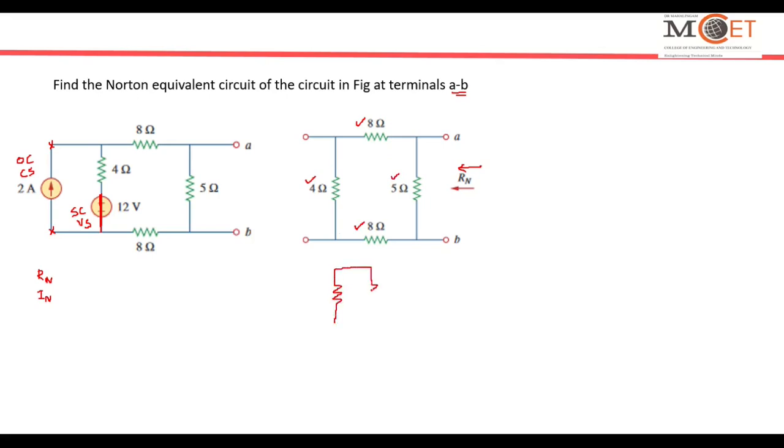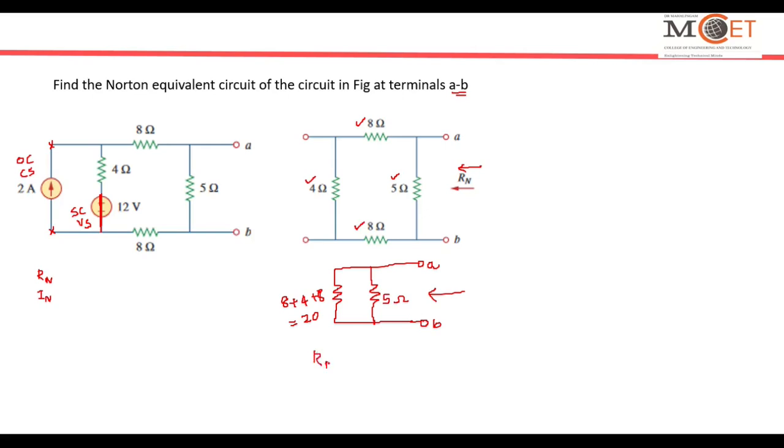I have two resistances in parallel. This is terminal A and this is terminal B. This is the 5 ohm resistance, which is what is given here, and this resistance is an equivalent of 8 plus 4 plus 8, which is equal to 20 ohms. So the equivalent circuit when looking at this side is what I call Norton's equivalent.